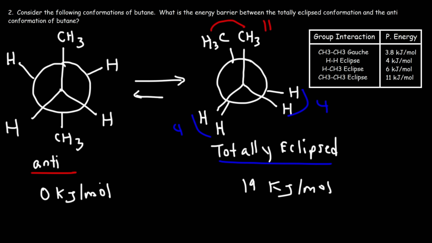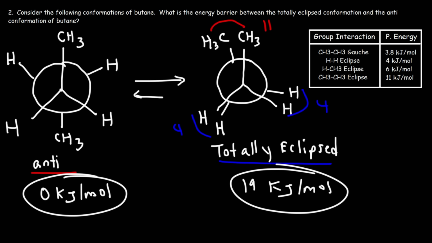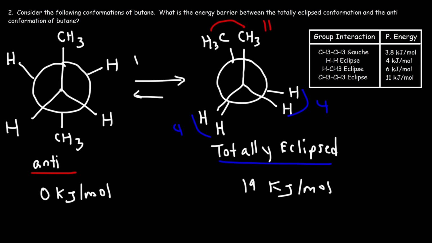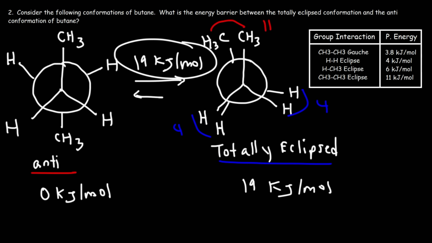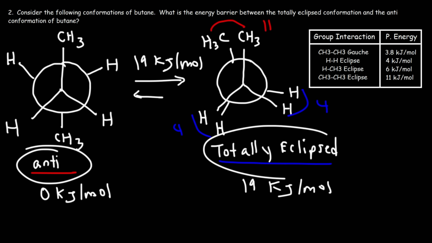So the difference between these two energies is going to be the energy barrier to rotation. In order to rotate butane from its anti-conformation to its totally eclipsed conformation, we need to put in 19 kilojoules of energy per mole to get it going. So that is the energy barrier to rotation to convert it from anti to the totally eclipsed conformation.